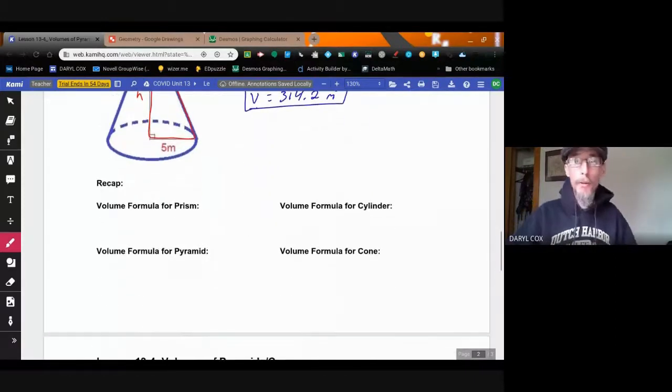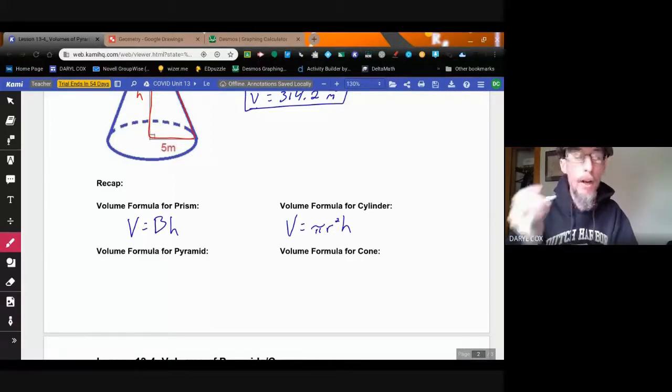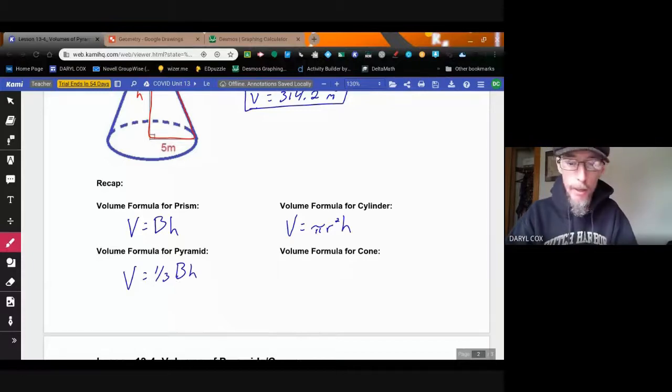Okay, so a quick recap of the last 2 lessons. Volume for prism. Prism volumes are just the area of the base, capital B, times the height of the prism. Volume for a cylinder. You could do the same thing, area of the base times the height, or some people like to go pi r squared h. Look at it as a separate formula, but it's really the same thing. Volume for pyramid is 1/3 area of the base times the height. Volume for a cone is 1/3 pi r squared h, or 1/3 area of the base times the height.